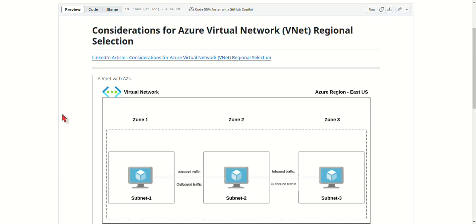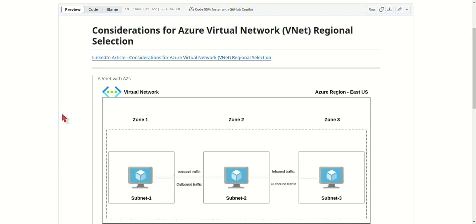Next up is performance, and that boils down to one simple principle: proximity to end users. The closer your resources are to your users, the lower the latency, and that means faster response times for your applications. This is critical for real-time applications, online services, or anything where user interaction is high.